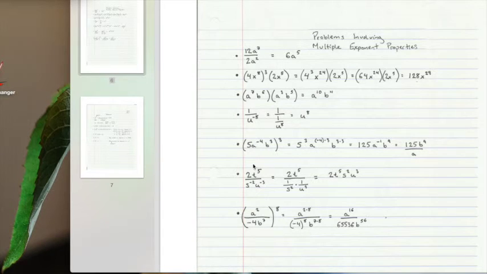Next, we can have a look at this wild fraction here. 2t, that's our variable, to the power of 5. Notice 5 is only applying to the t, not to the 2, because we don't have parentheses here, over s to the power of negative 2, u to the power of negative 3.